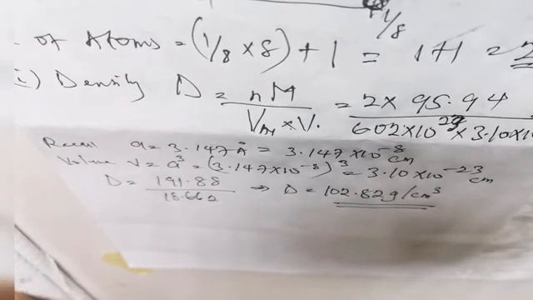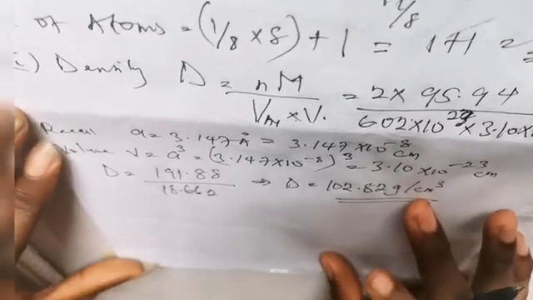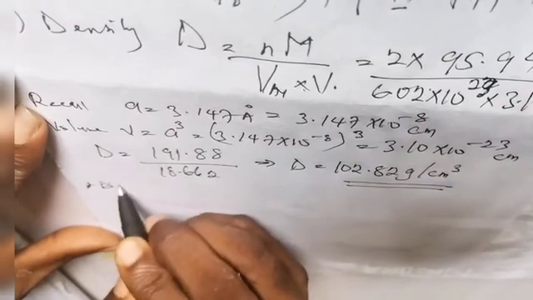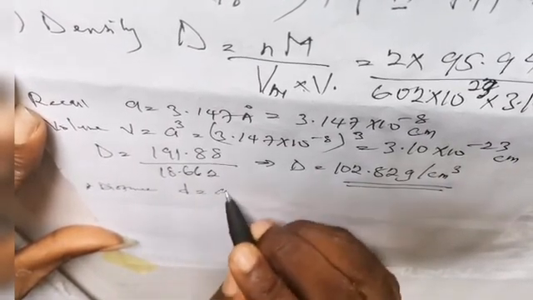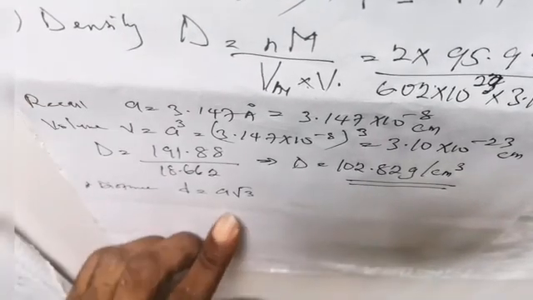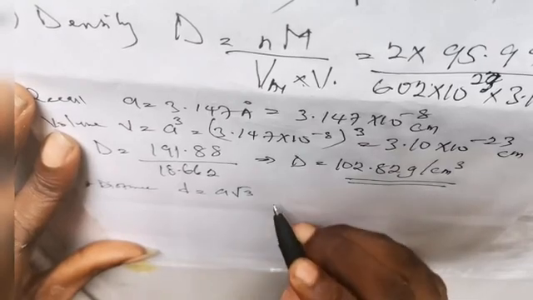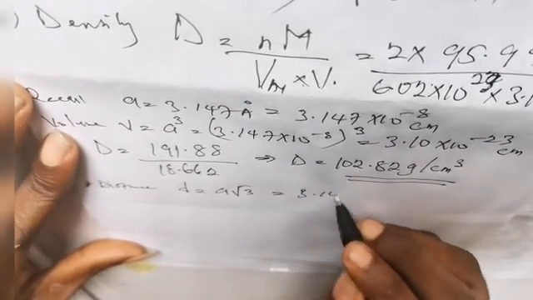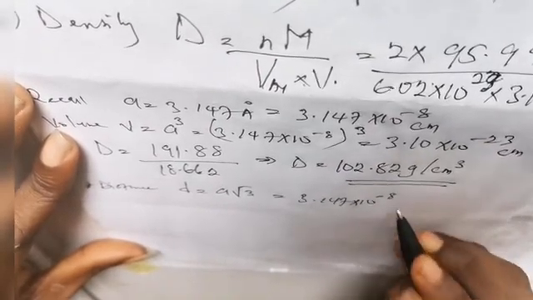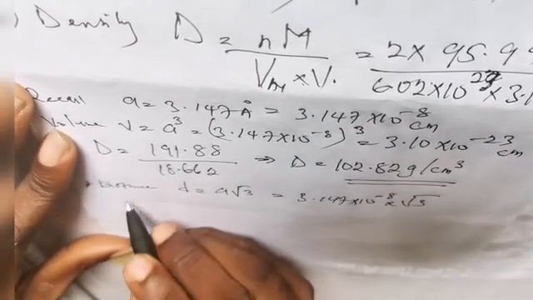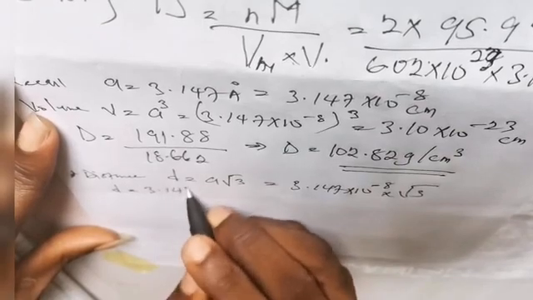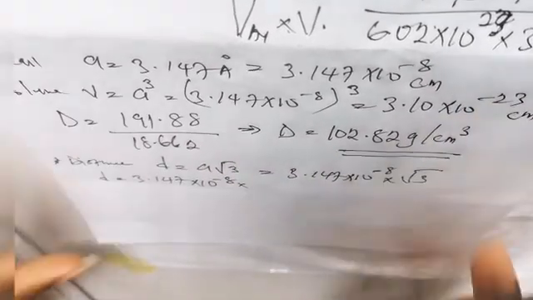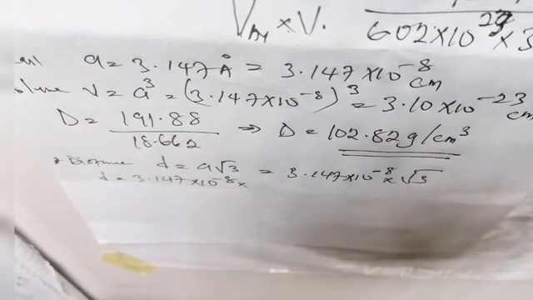The third question says determine the distance between two nearest atoms of molybdenum. So to find the distance between two nearest atoms, distance D is given as A root 3, where A stands for the lattice constant. The lattice constant was given as 3.147 by 10 to the power of minus 8 multiplied by root 3. So we have distance equal to 3.147 by 10 to the power of minus 8 multiplied by root 3. So let's obtain root 3. Root 3 gives us 1.7321.